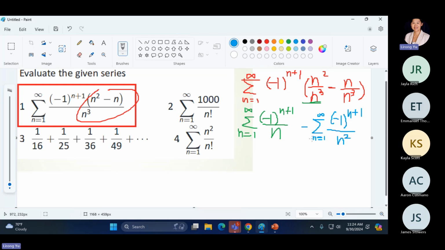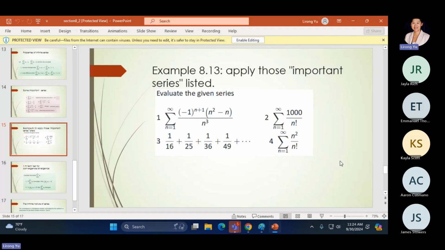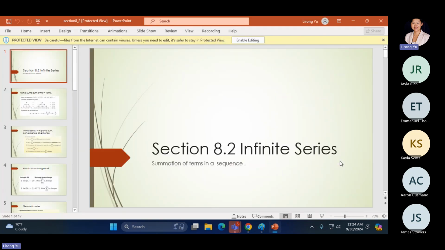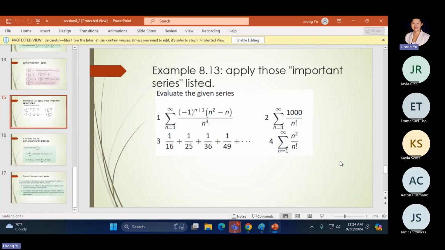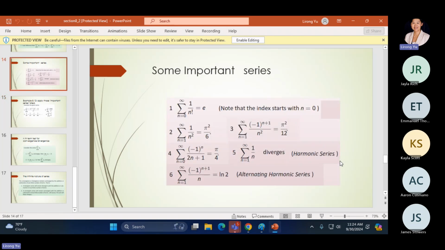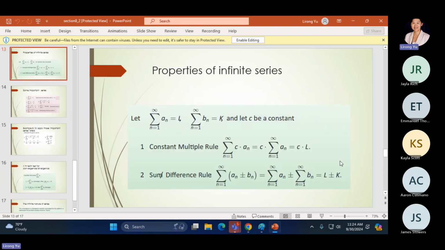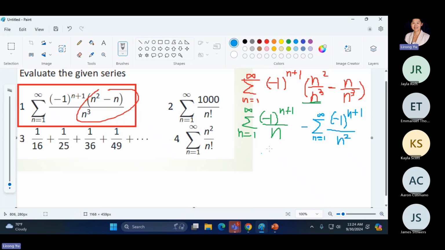The reason that this will be possible is because of the second rule, right? The rule says if you have summation or subtraction, you can separate them. Okay. So normally it would be easier to solve if they're separated.